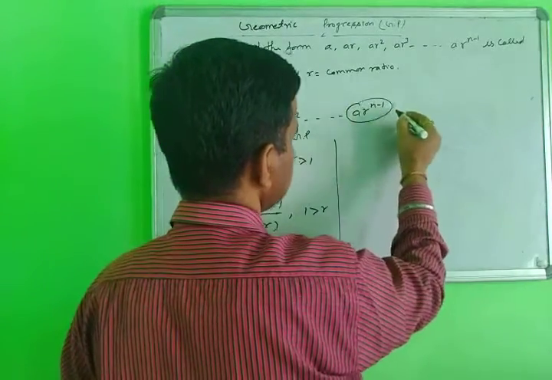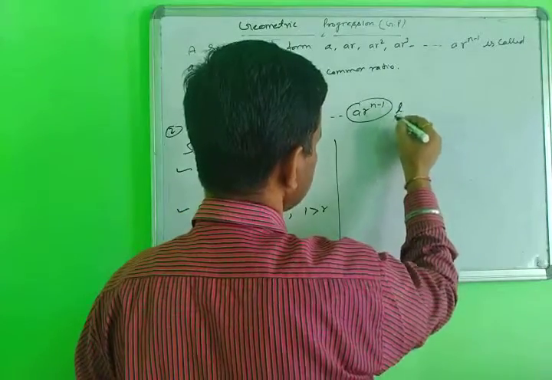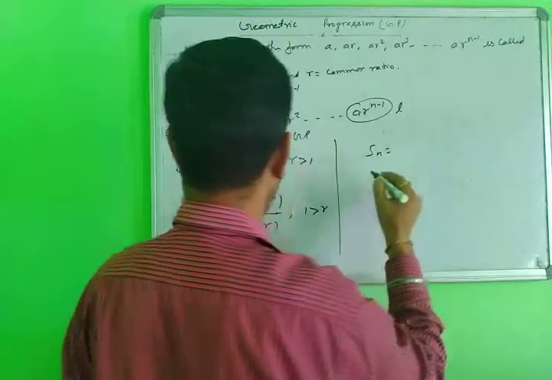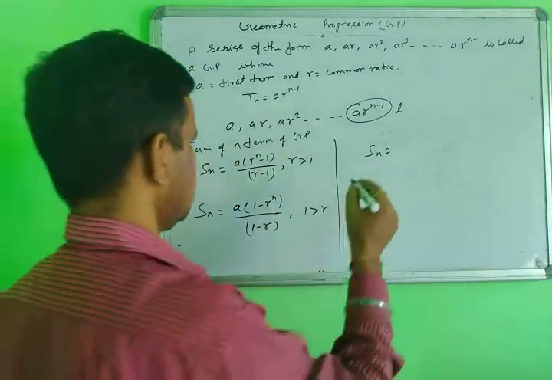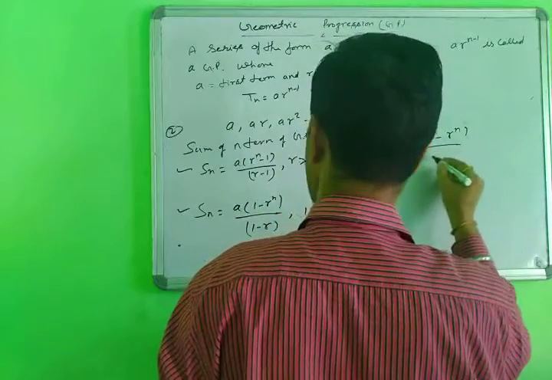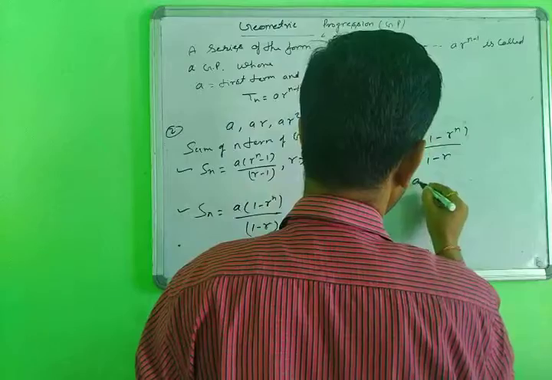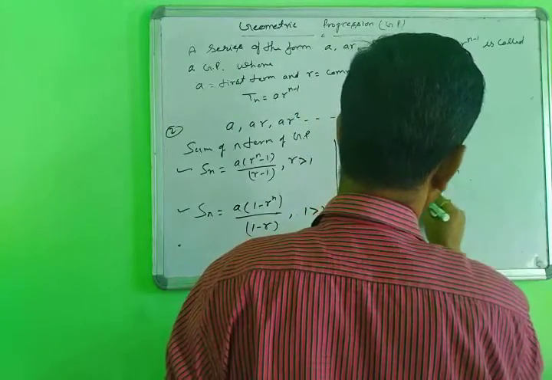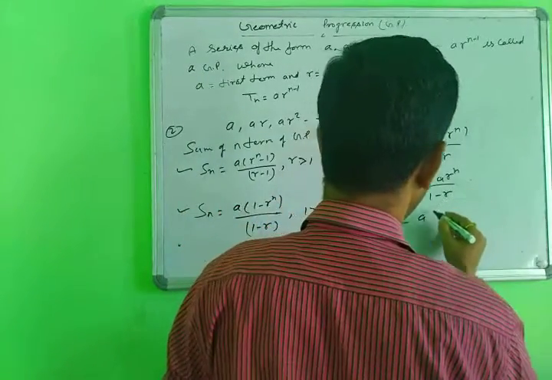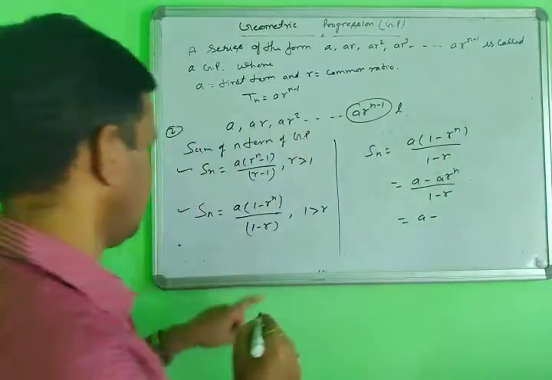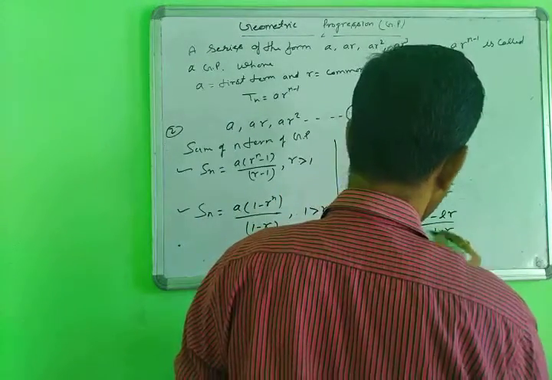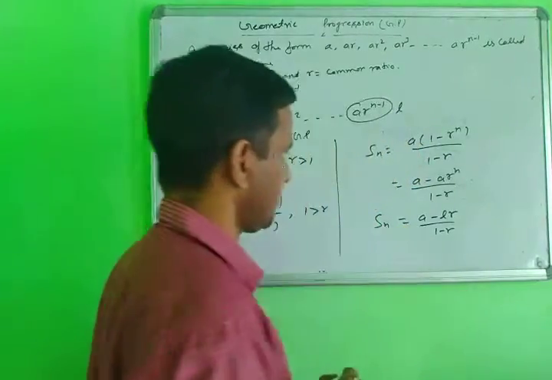Second thing: the second name of this is the last term. So what does the last term mean? Sn equals, when you multiply inside this, a(1 minus R^n) upon (1 minus R), that is (a minus aR^n) upon (1 minus R). What is the value of a R^n? It is l R. So this is called (a minus lR) upon (1 minus R). This is the second identity of Sn.